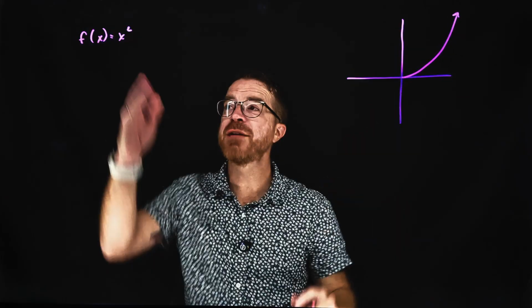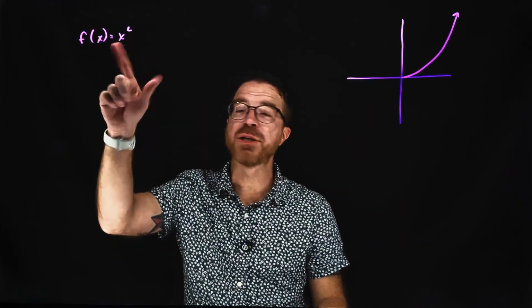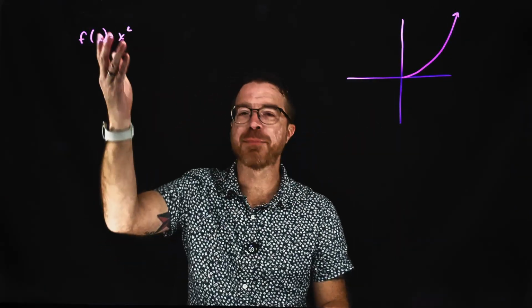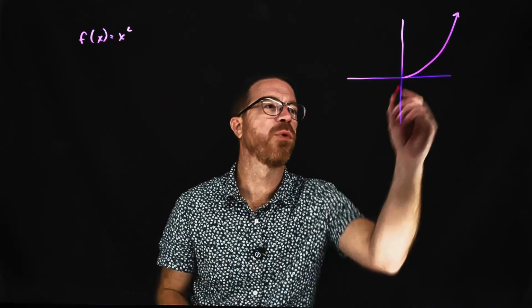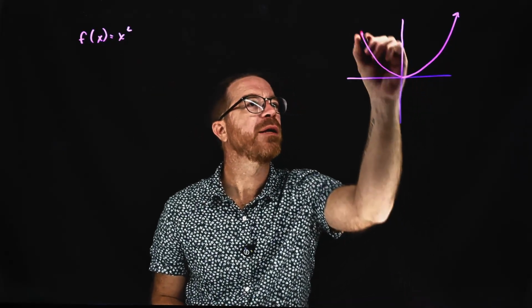And of course, if I plug in negative values, because it's squared, it's going to do the same thing, but it's going to make it positive. So I plug in negative 1, I get positive 1. If I plug in negative 2, I get positive 4. So this is going to look like this.